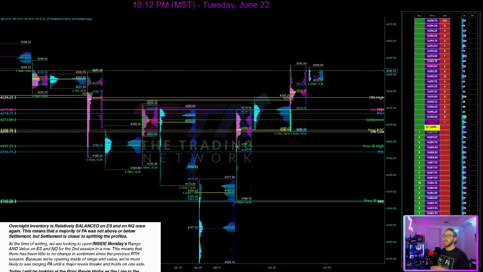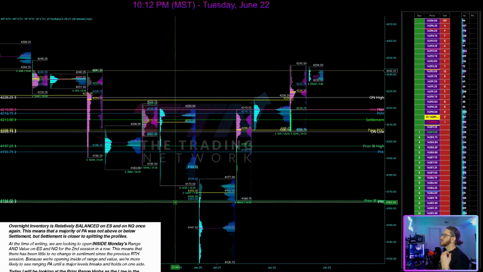So that is for the second session in a row, for what it's worth. This means that there has been little to no change in sentiment since the previous regular trading hours session. Because we're opening inside of range and value, we are more likely to see ranging price action until a major level breaks and holds on one side. So that is what I'm looking for, and that was what I was looking for this morning in regards to my line in the sand level.